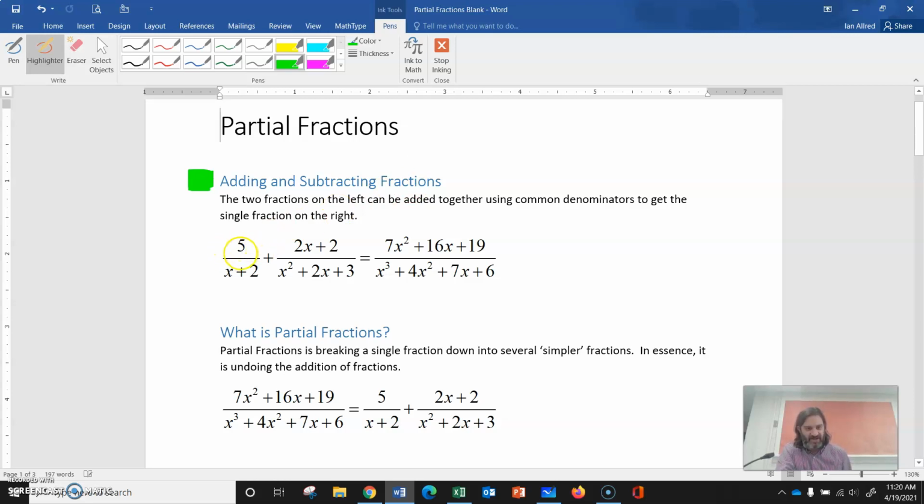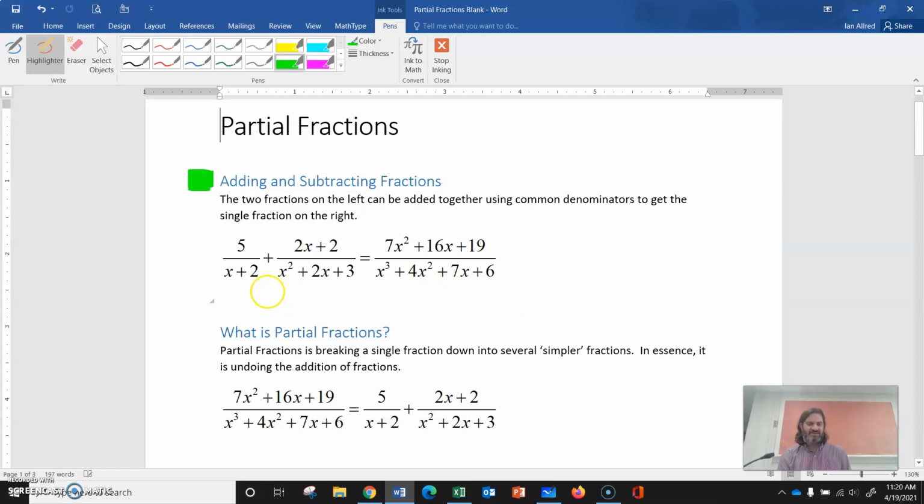The fractions are 5 over x plus 2, and then we're going to add that to 2x plus 2 all over x squared plus 2x plus 3. And generally when you add these two fractions together, you make a common denominator and then combine all the terms, and you could get one fraction, which I've got here: 7x squared plus 16x plus 19 in the numerator, and the denominator is x cubed plus 4x squared plus 7x plus 6.